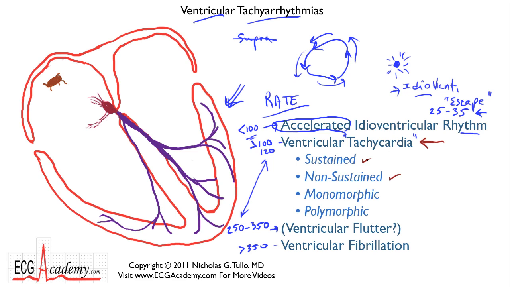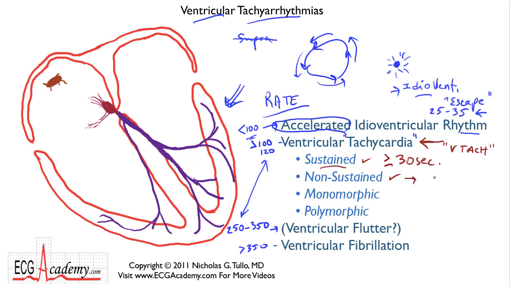But in fact, the definition of sustained is 30 seconds or more of ventricular tachycardia. Or if the patient is cardioverted out of ventricular tachycardia in less than 30 seconds because they have no blood pressure, let's just say. So if someone gets shocked out of VTAC, then you might as well just call it sustained, because who knows how long it would have lasted. But the true definition of sustained is greater than or equal to 30 seconds.